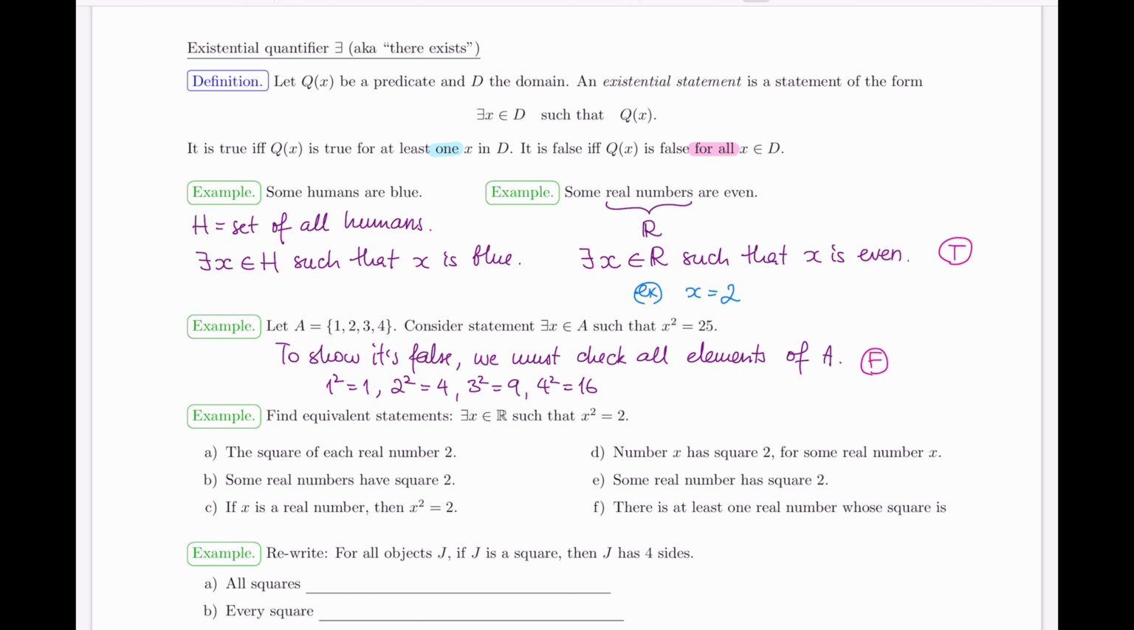Okay? So again, just to emphasize, if I am to prove that an existential statement, so there exists an element, is true, then it has to be true for at least one such example. All I have to do is find one in existence. If I have to show that it's false, I'm going to go through all of them and show that there isn't one in existence. So all of the elements actually falsify this specific property.